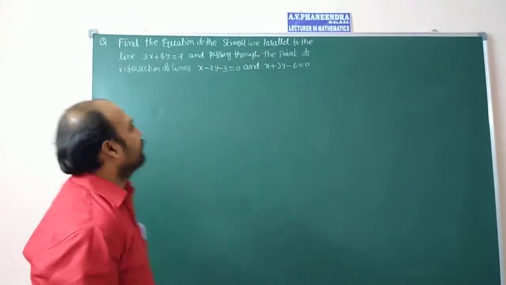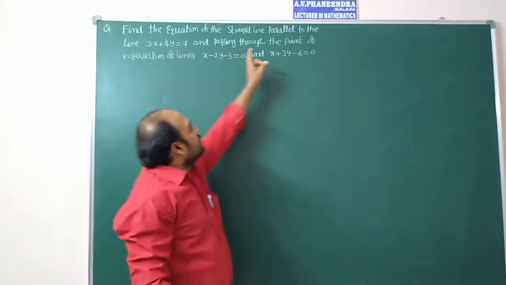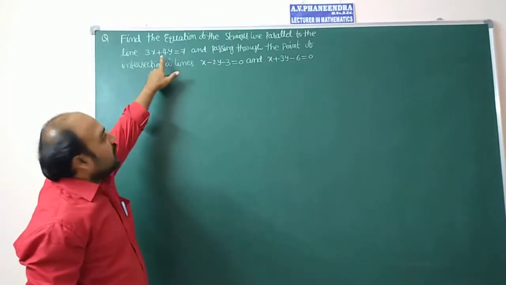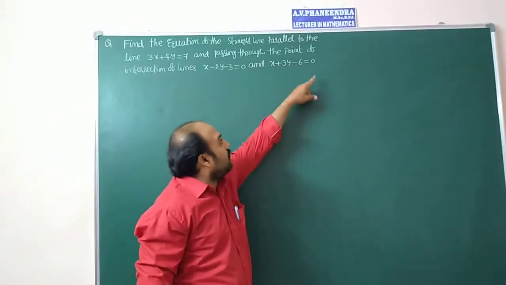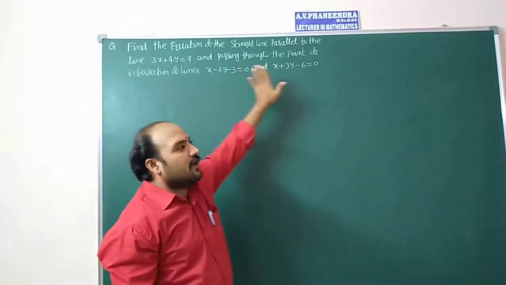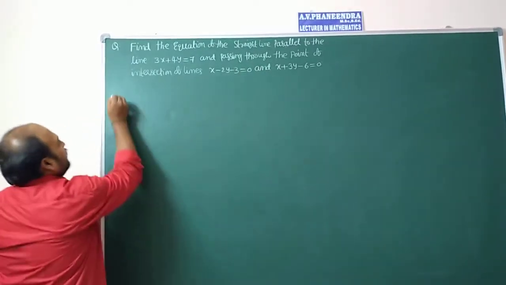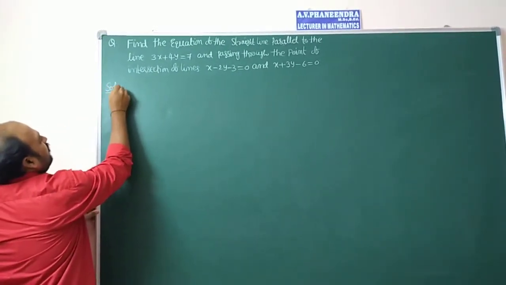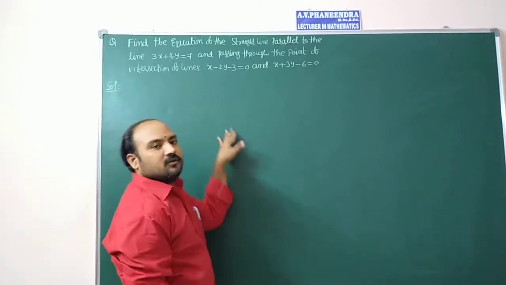Next question. Find the equation of the straight line parallel to this line and passing through the point of intersection of these lines. According to the question, if you draw the diagram, you will get that answer.